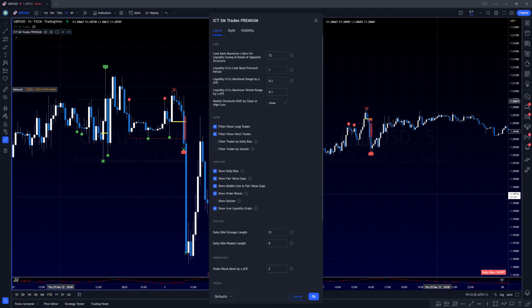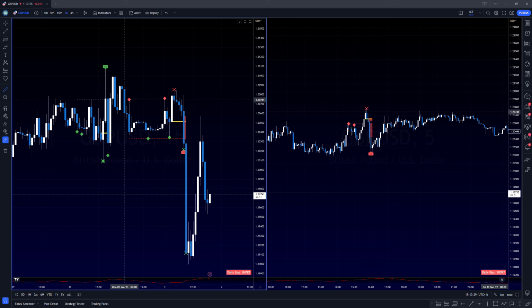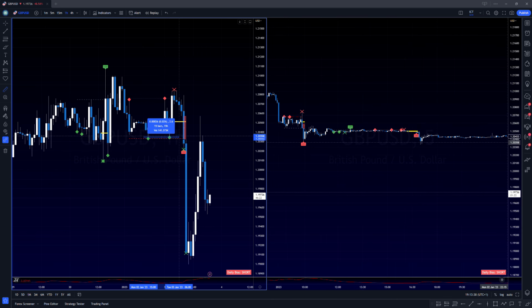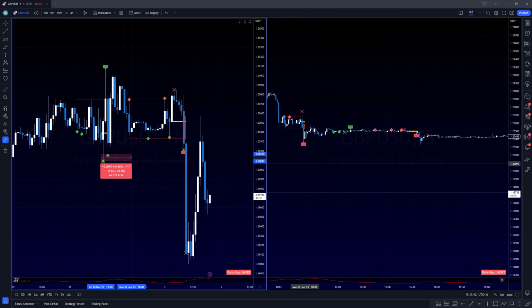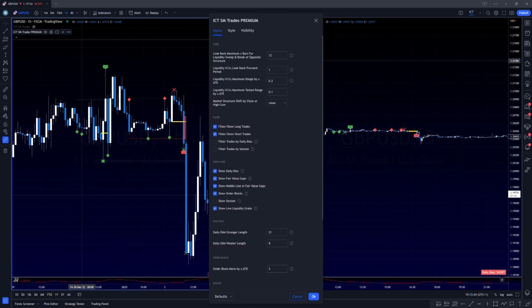So this range is from here to here. This liquidity is a range from here to here. This liquidity is wider, so it is from here to here, and the more you set, the wider the liquidity could be. So next setting is liquidity high lows maximum tested range.